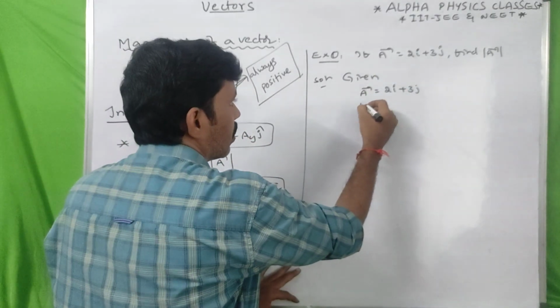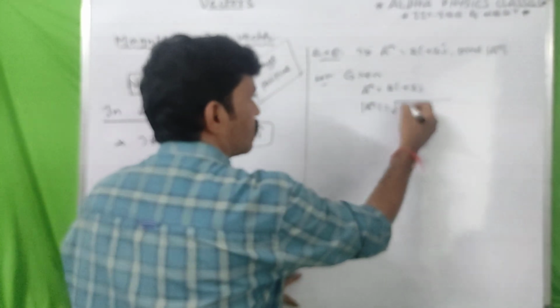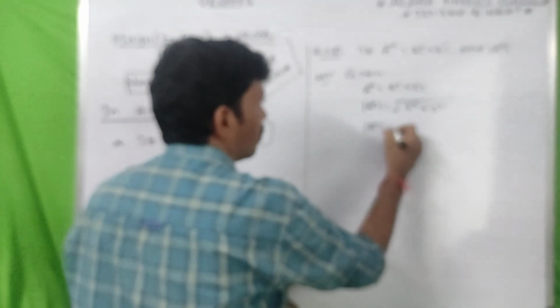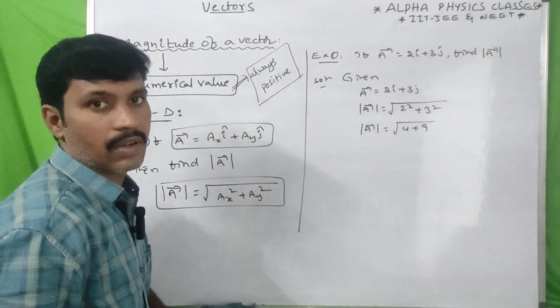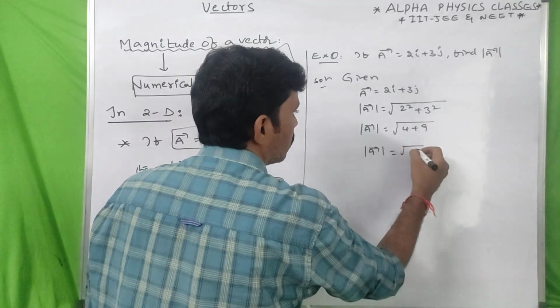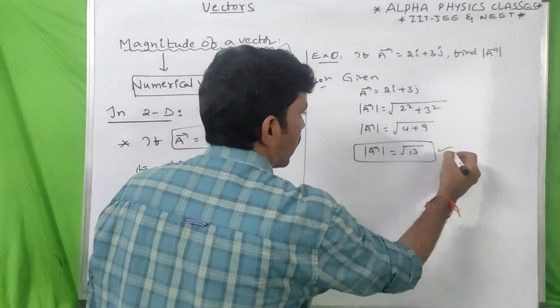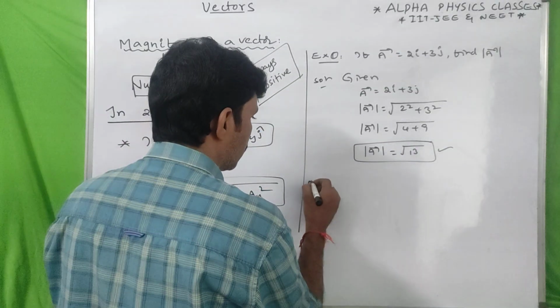Now modulus a bar is equal to how much? Root of 2 square plus 3 square. So modulus a bar is equal to root of 4 plus 9. Clear? That's why modulus a bar is equal to root 13. That's it. This is the magnitude of a bar vector. Understand? Right, now one more example let us discuss.